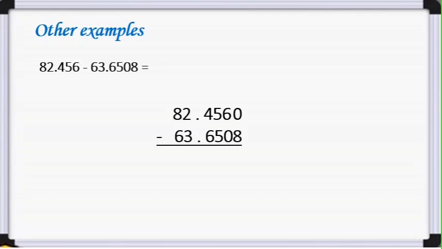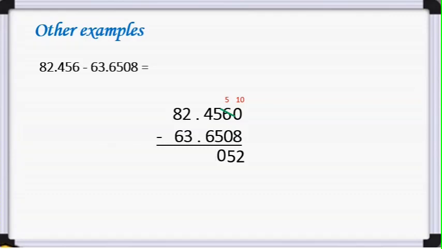So let us subtract. We can't subtract 8 from 0. So we need to regroup. We need to borrow 1 from 6 thousandths. 6 thousandths will become 5 thousandths and 0 ten-thousandths will become 10 ten-thousandths. So let us subtract. 10 minus 8 is 2. Now, 5 minus 0 is 5. Then, 5 minus 5 is 0.